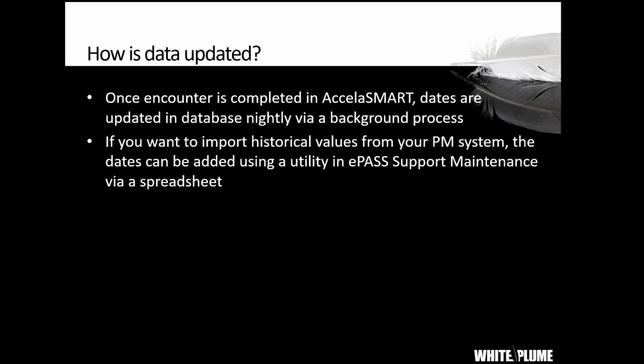That's not this either. For this new feature for global period and date last seen, when the encounter is completed from Excel Smart, the dates are updated in the database nightly via that background SQL process. So it won't happen the moment you complete. It happens that night and would be available to view the next day.